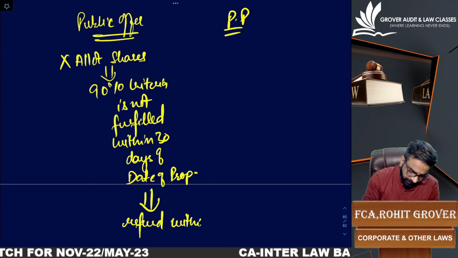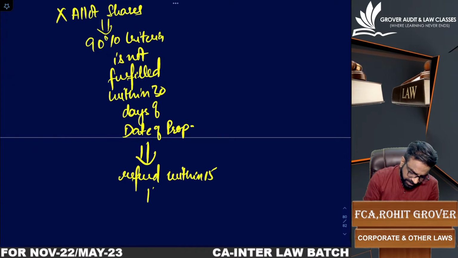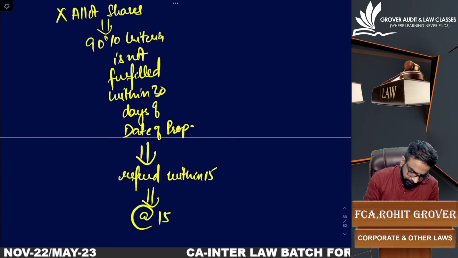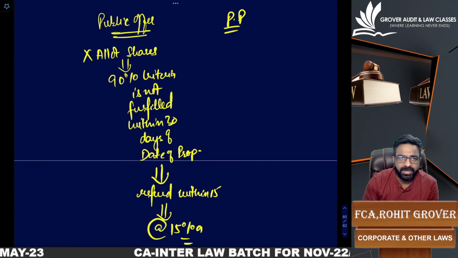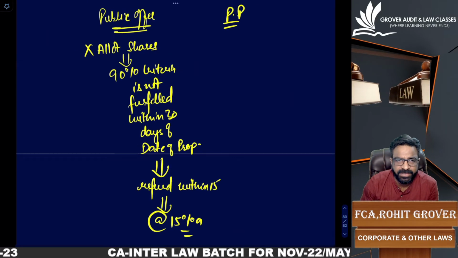Within 15 days. Failure of which, how much is the interest, Amma? 15% per annum. Is it clear? Now look at how it is happening in the private placement.